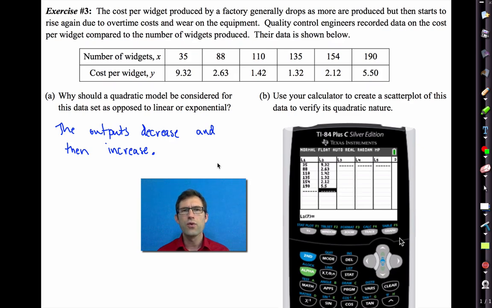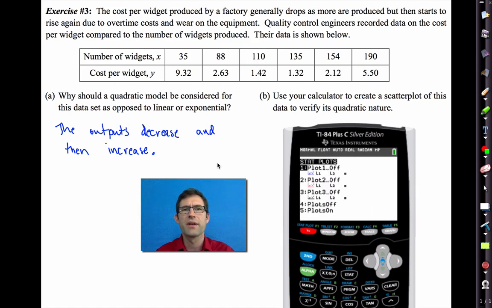Let's go into our stat plot. So let's hit second y equals. Okay, let's pop into stat plot 1. Okay, make sure it's turned on. Make sure that the stat plot is selected. My x list is L1. My y list is L2. Okay, make sure that's all right. I'll use the little square as my marker. All right.